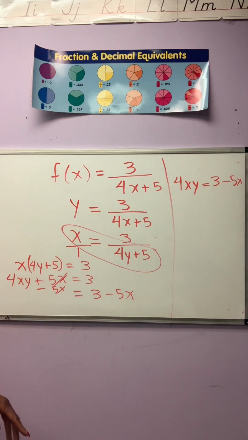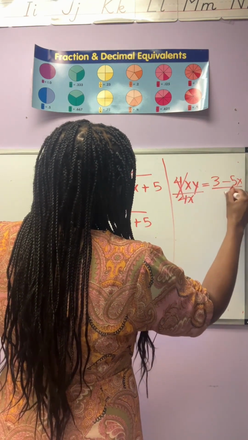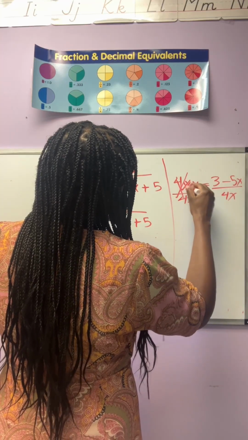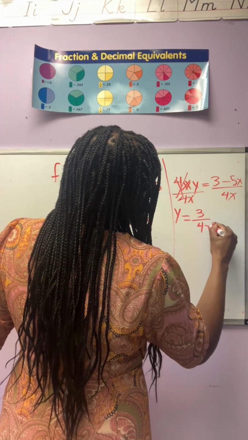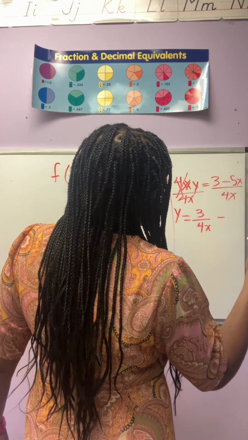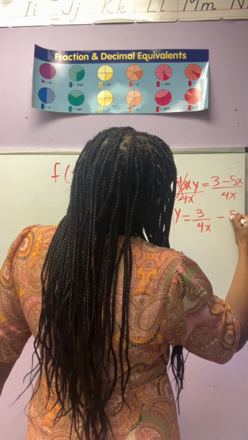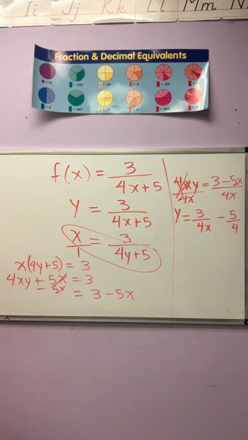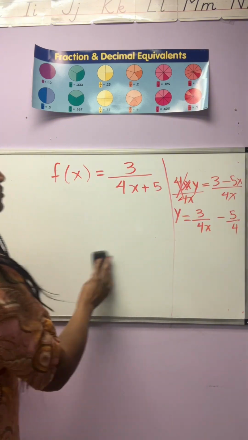And we can divide by 4x. So now we have y equals 3 over 4x minus, the x would cancel over here, so minus 5 over 4. So that would be the inverse of the function. Now this one, we can try plugging it in again to check.